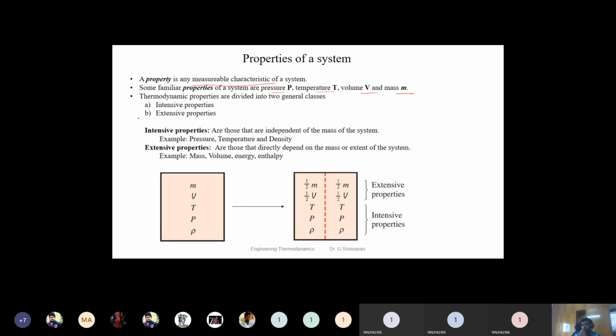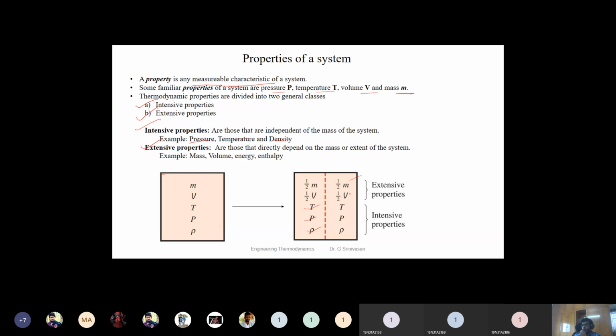Then in thermodynamic properties, you have two categories: intensive and extensive. Say you are taking a container with temperature, pressure, density, volume and mass. If you cut the same container in half, the temperature, pressure and density won't change because they don't depend on the total mass of the system. Mass and volume do depend on the mass of the system. So if a property depends on the mass, it is an extensive property. If it does not depend on the mass, it is an intensive property. That means pressure, temperature and density are all intensive.